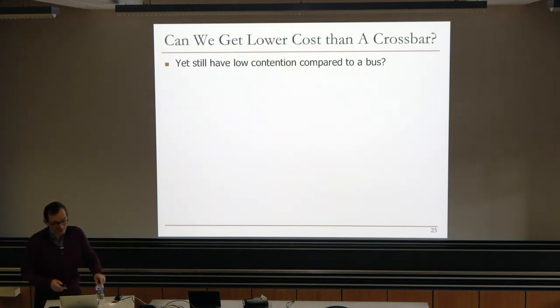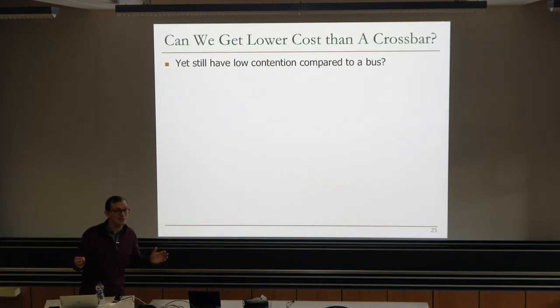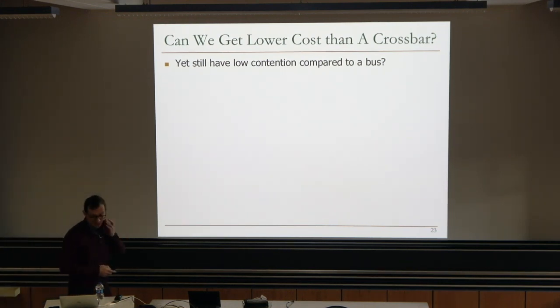Okay, so now let's cover some more topologies then. Basically, crossbar is nice, but it's still not scalable enough because it's costly. Then the key question is, can we get lower cost than a crossbar yet still have low contention compared to a bus? We don't want bus. Buses are out of the question, but we also don't want crossbars. So what is in the middle ground?